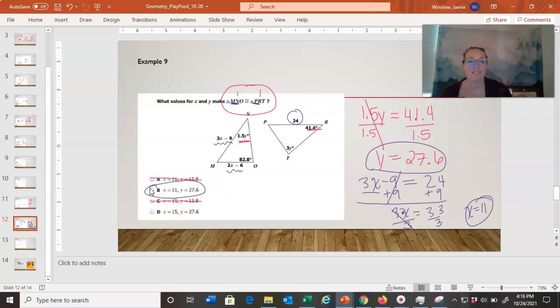11 and 27.6. This is an actual SOL question from a previously released test. So you can see how there's two things this problem is assessing. They're making sure you know what this statement means, that you match up those corresponding parts. And then they're also asking, do you remember how to solve equations? So we're going to have a little bit of algebra mixed in with our geometry.